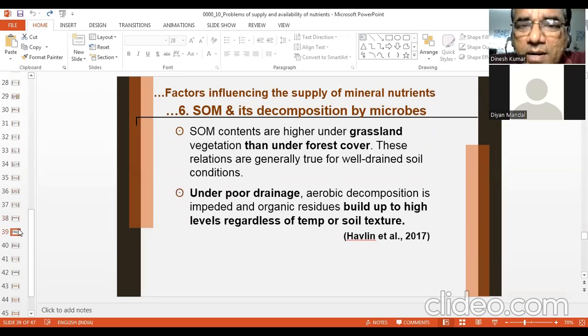Soil organic matter contents are higher under grassland vegetation than under forest cover. So compared to forest cover, you get higher accumulation of organic matter under grasslands. These relations are generally true for well-drained soil conditions. So actually in Asia, we do not have much grasslands, but in certain European, American countries, Australia, New Zealand, a larger part of their land is covered by grasslands.